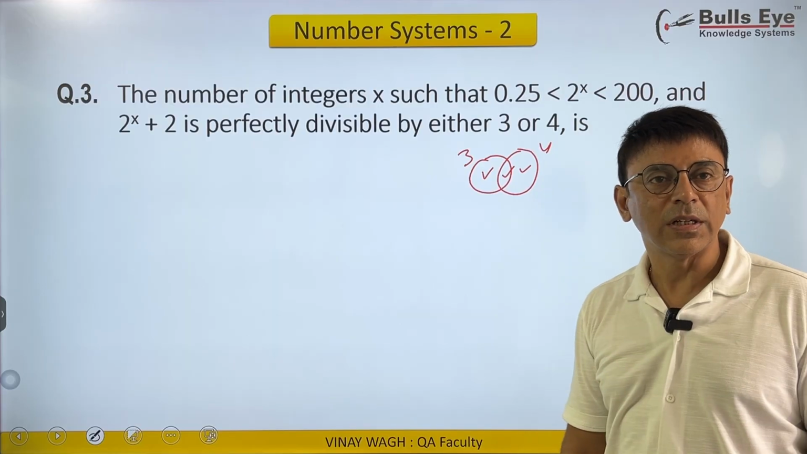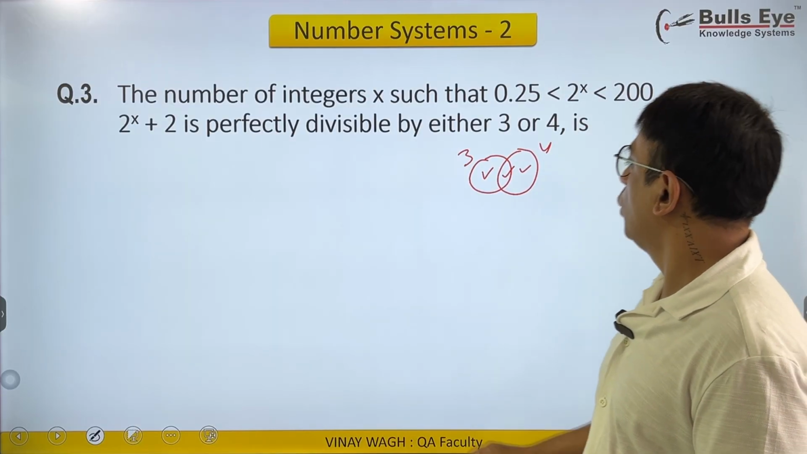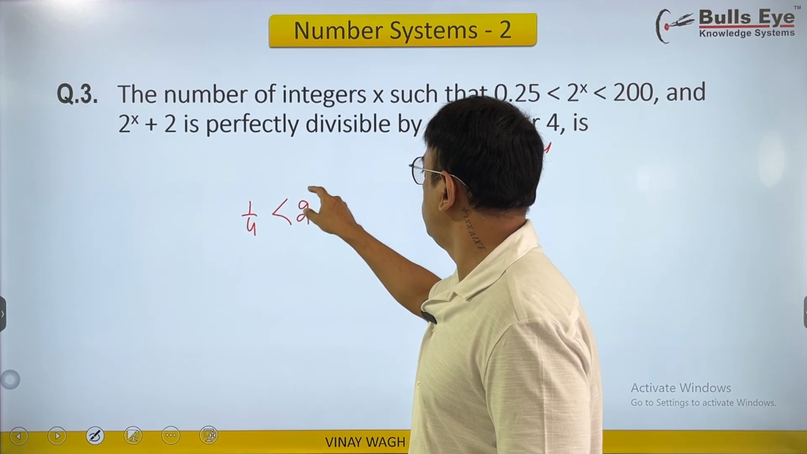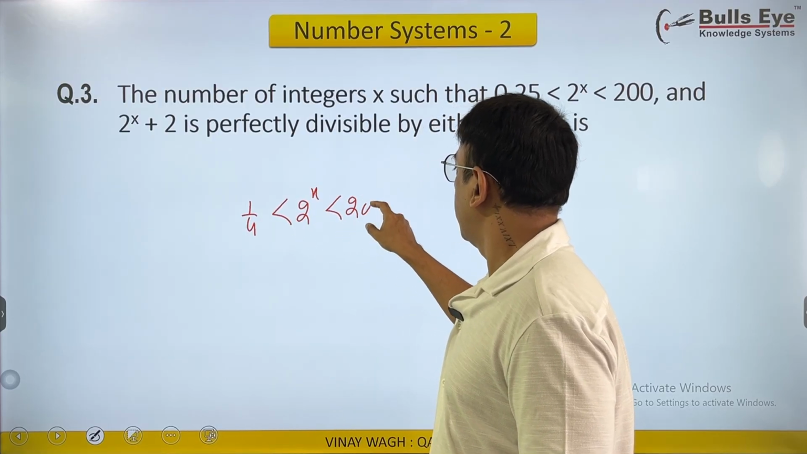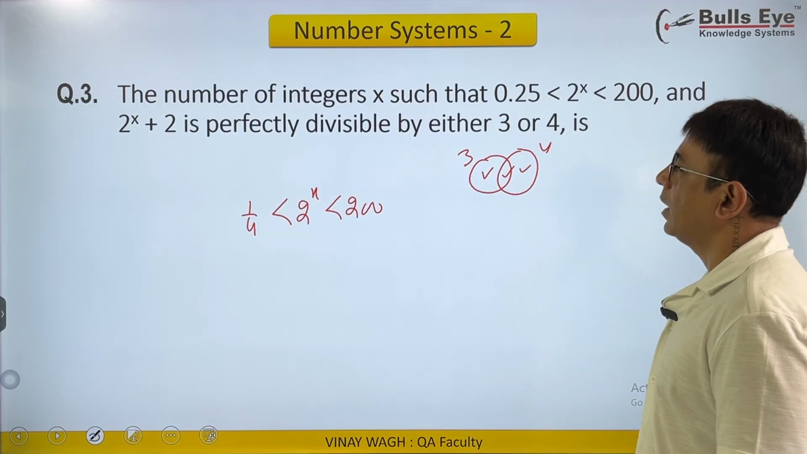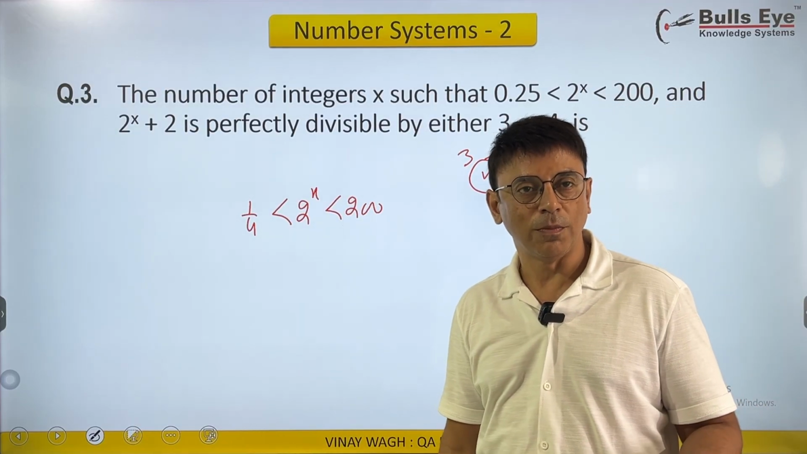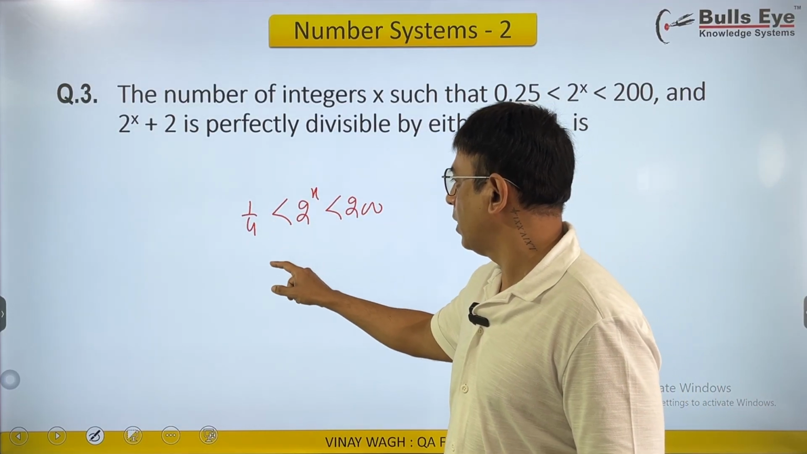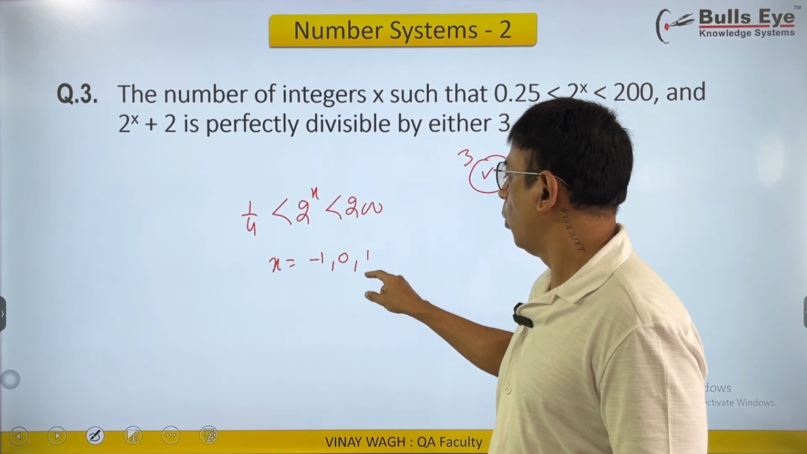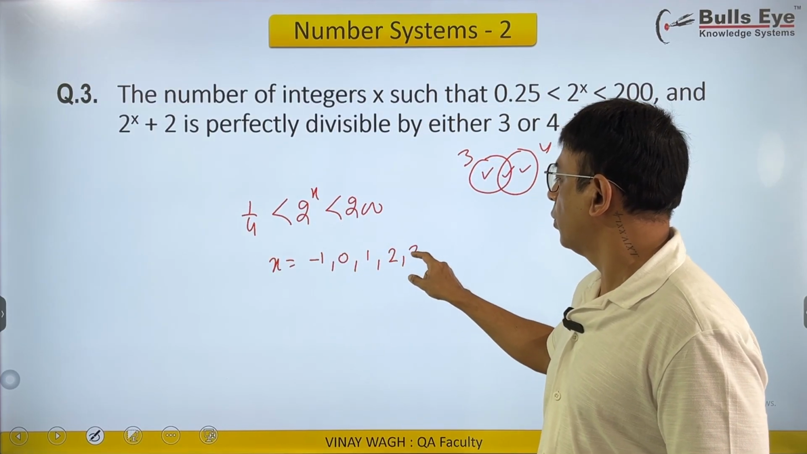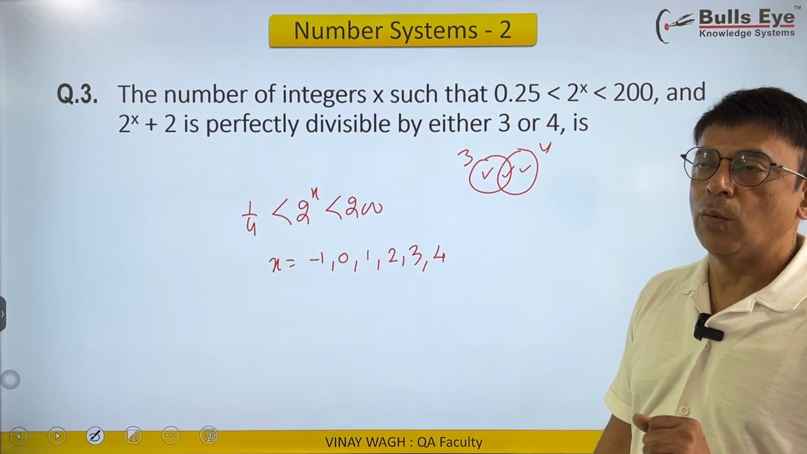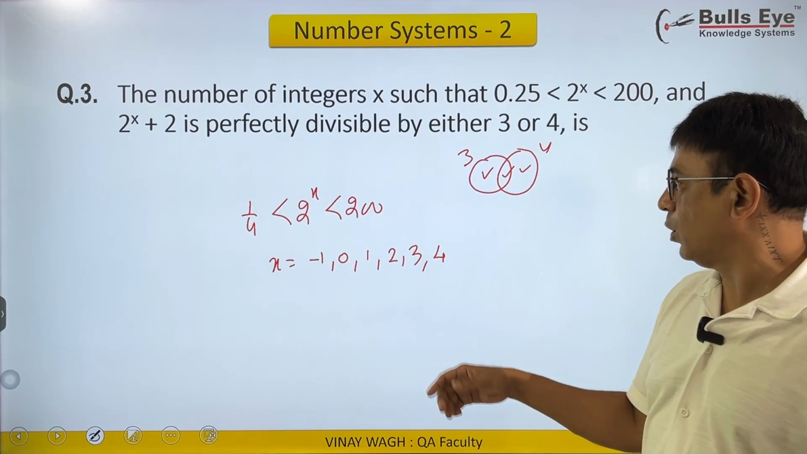Okay, condition is noted. So 0.25, which can be written as 1 by 4, and we need to find out the possible values that x can take. 1 by 4 is 2 raised to minus 2. A number more than that is 2 raised to minus 1 or 0 or 1 or 2 or 3. 2 raised to 4 is 16. I'm just simultaneously checking whether it's lesser than 200 or it's crossing 200.